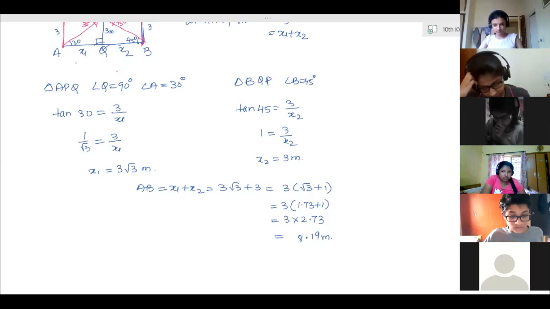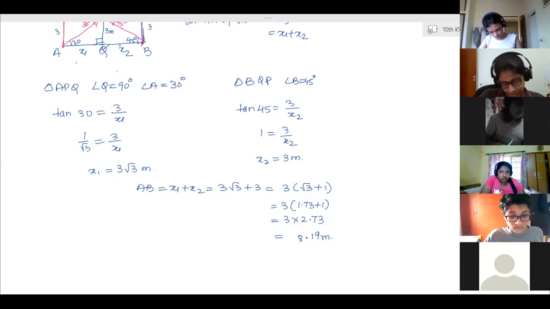Yes, Kritika, what's the first answer? Ma'am, the height of the pole is 10 meters. Yes, right.